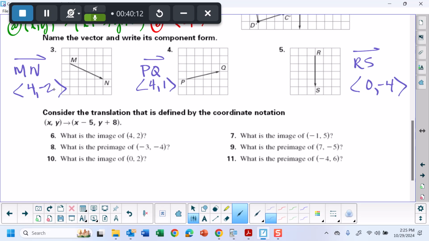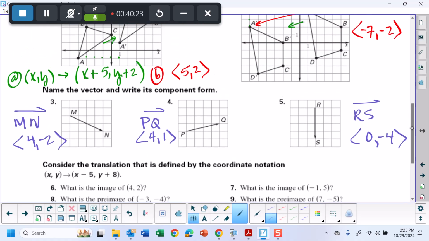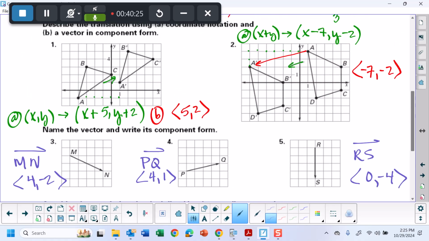Alright, so these are the kind of questions that you're going to get. Is the vector the one with prime or without prime? The image is the result of the transformation. The transformation happens along the vector. So the vector is the direction and magnitude of the slide. Does that make sense? Okay.